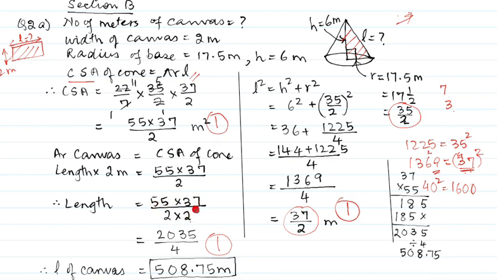Now whenever we multiply, can you see? I'll multiply by 55 because it is a shortcut to multiply.